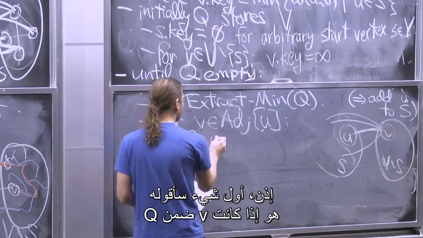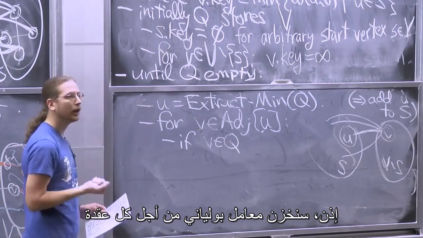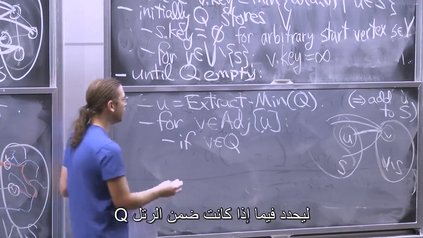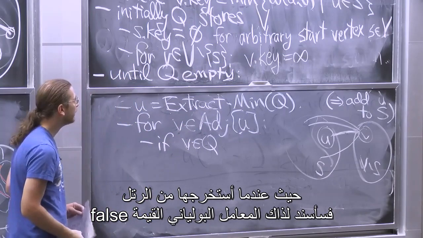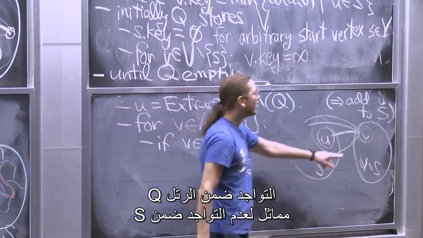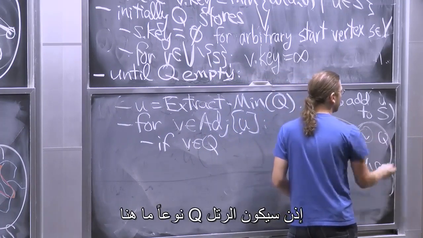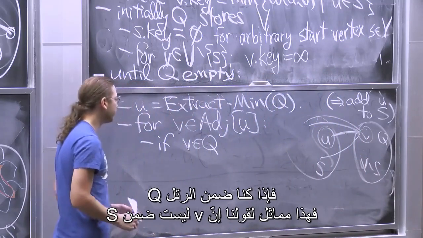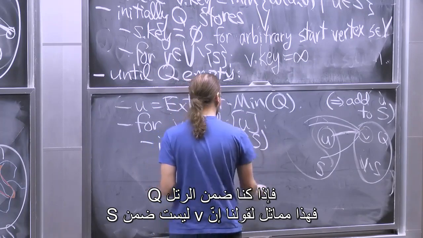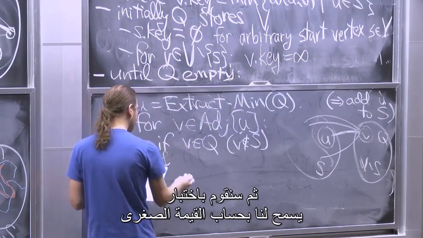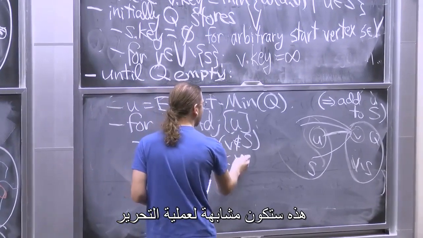So first thing I'm going to say is if V is in Q. We're just going to store a Boolean for every vertex about whether it's in the queue. And so when I extract it from the queue, I just set that Boolean to false. Being in the queue is the same as being not in S. This is what Q represents. So Q is over here, kind of. So if we're in the queue, same as saying V is not in S, then we're going to do a check, which lets us compute the minimum. This is going to look a lot like a relaxation.